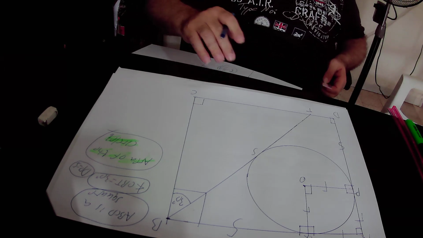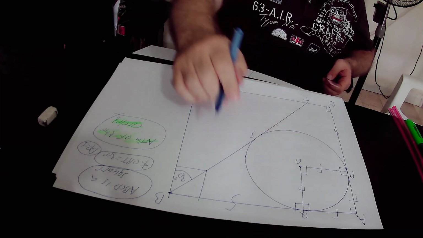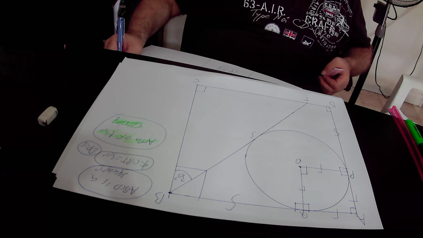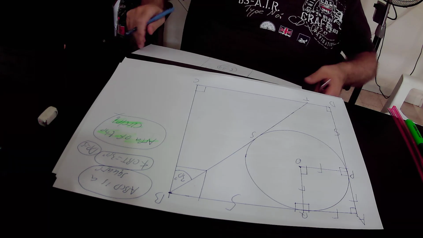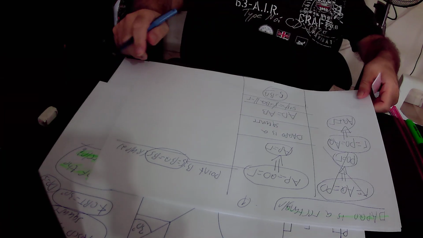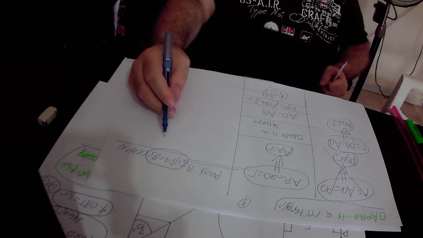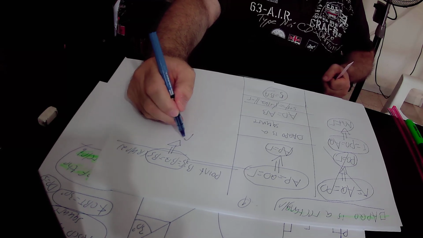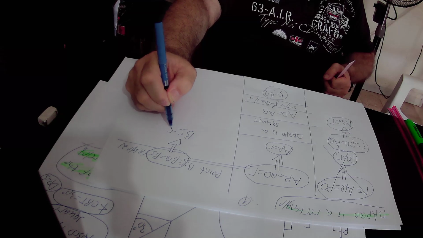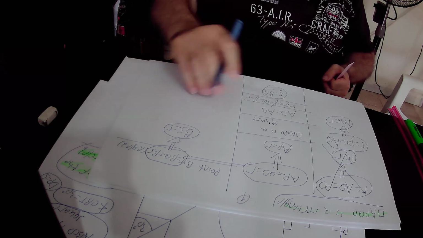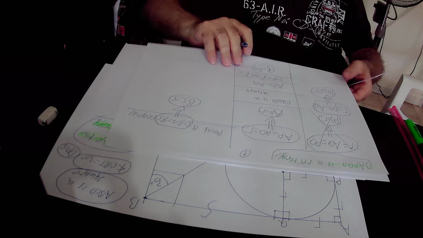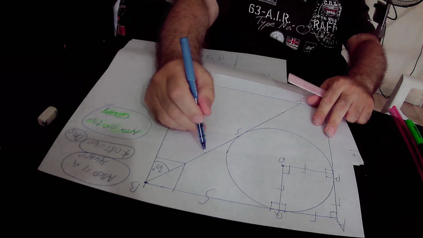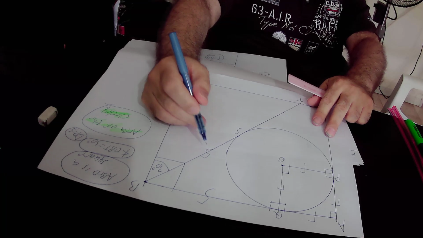But we have already found out that BQ equals 5 units, so we can write here that BQ equals 5. And from this equation, 5 equals BQ equals BS, we derive that BS is also equal to 5 units. BS equals 5 units.